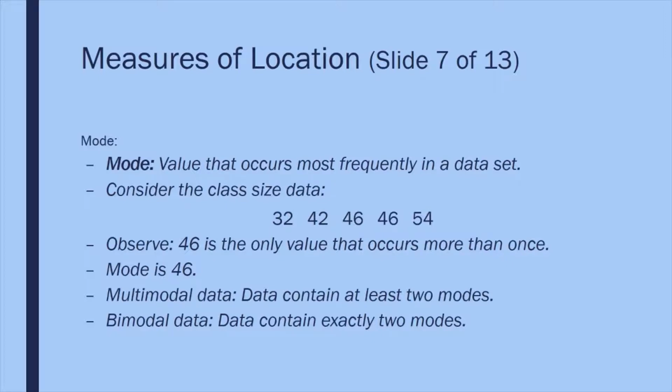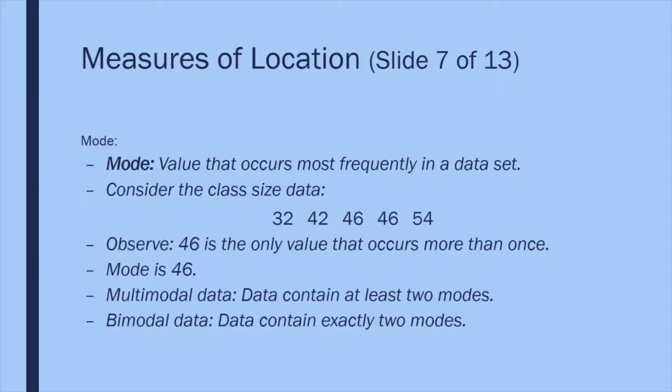To illustrate the identification of the mode, consider the sample of 5 class sizes. We have 32, 42, 46, 46, and 54. As you have observed, 46 is the only value that occurs more than once. So the mode for this class size data is 46. It appears twice in the data set.